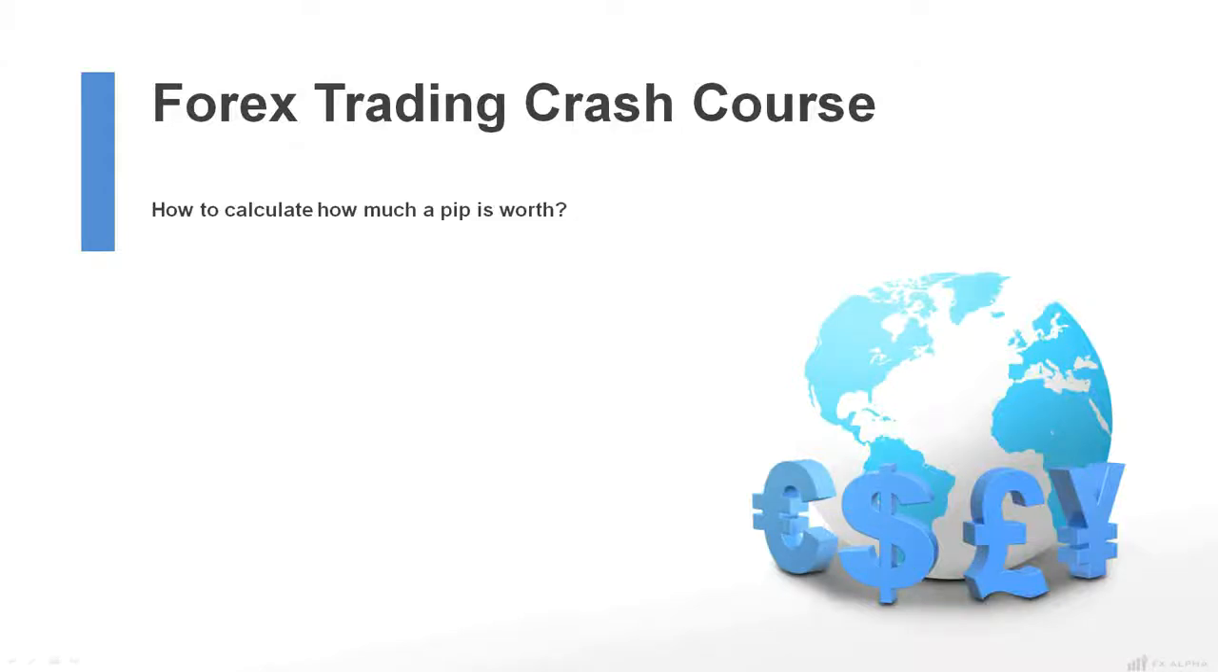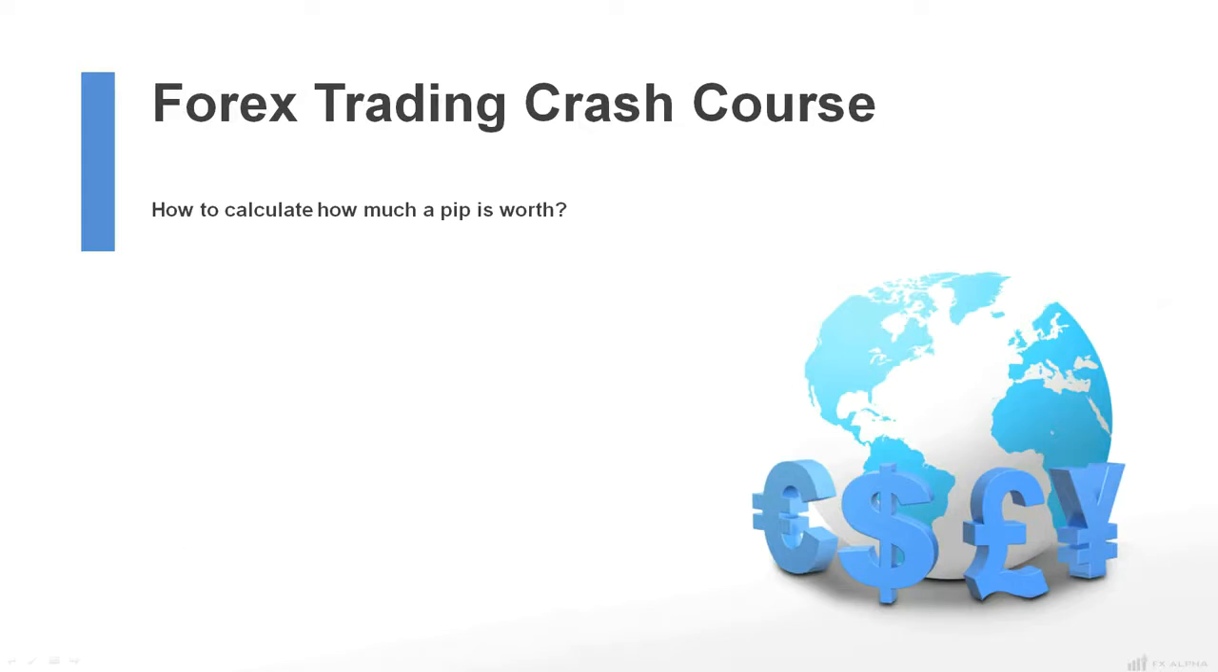How to calculate how much a PIP is worth. In the previous section, we learned that the definition of a PIP is the smallest price change that a given exchange rate can make. Since most major currency pairs are priced to 4 decimal places, the smallest change is that of the last decimal point.